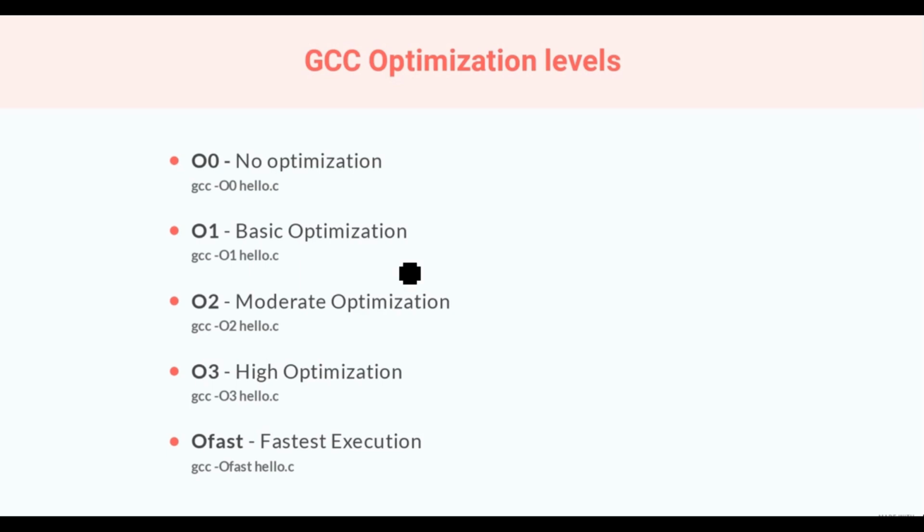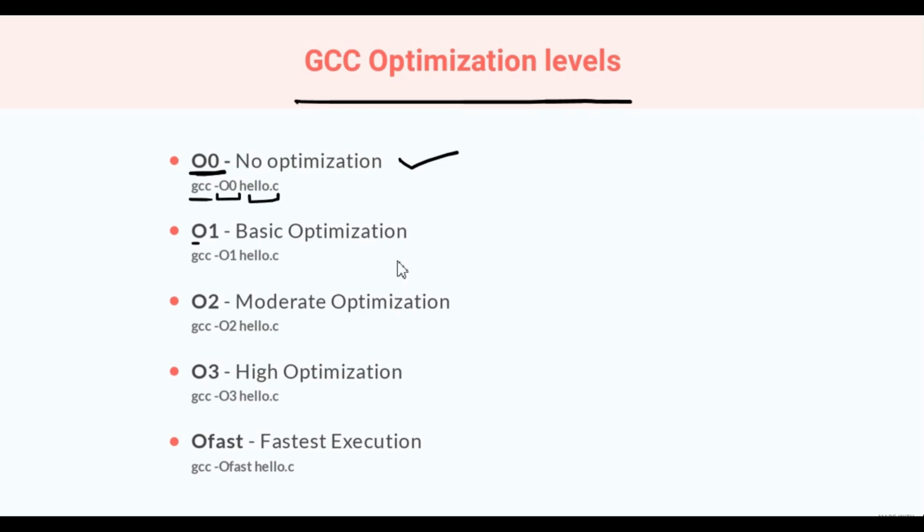Now let's talk about the GCC optimization levels. What are these? Basically, if you are using these levels, then you will get your desired output in less time. How? The first level is O0. If you are using this level, then no optimization will occur. But how can we use it? You just write this optimization level after GCC, and after that write your program file name.